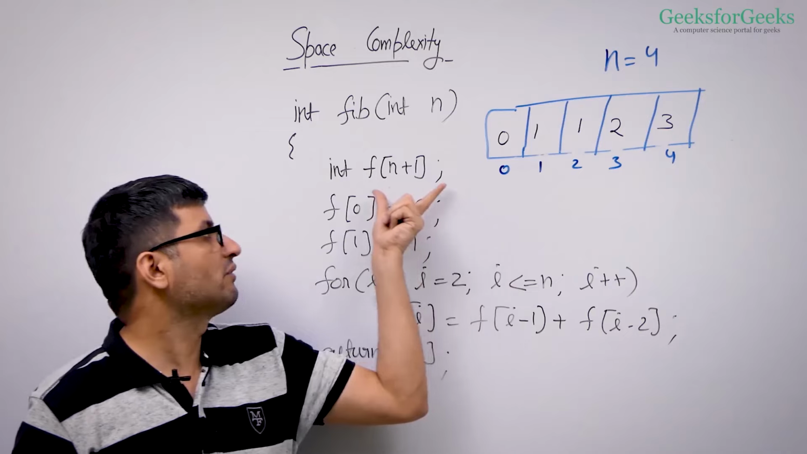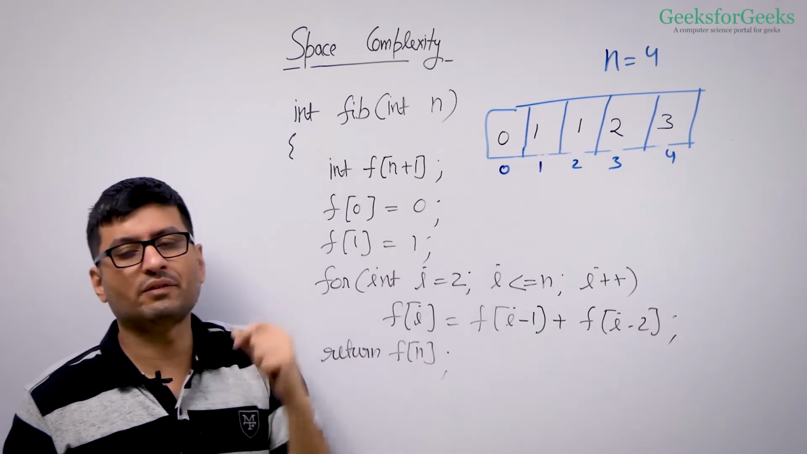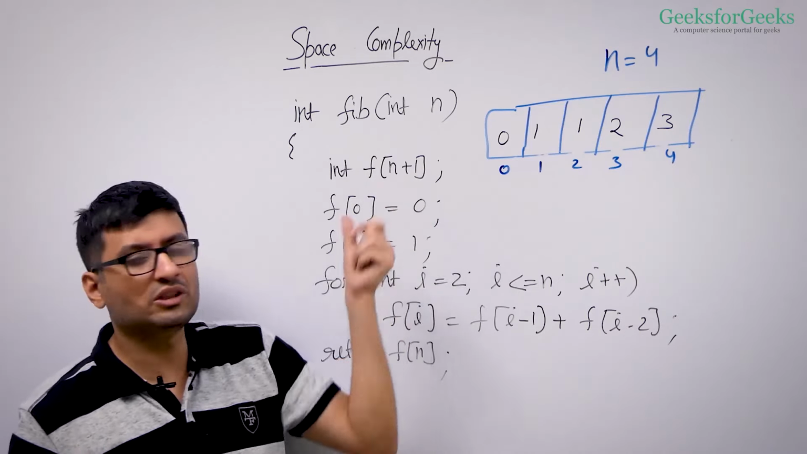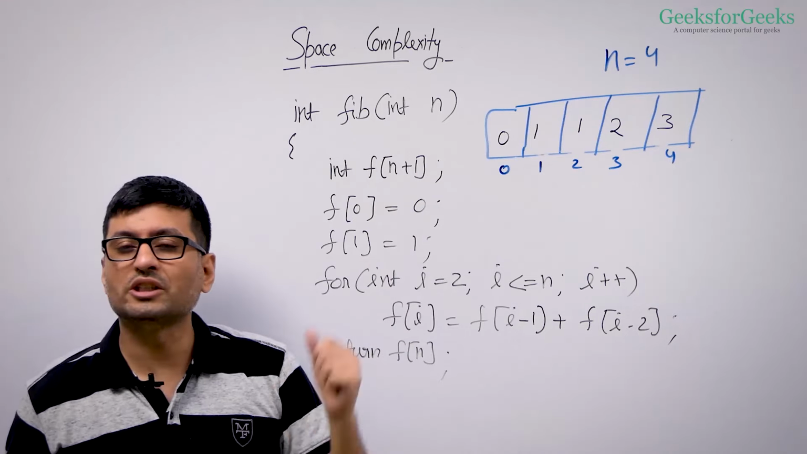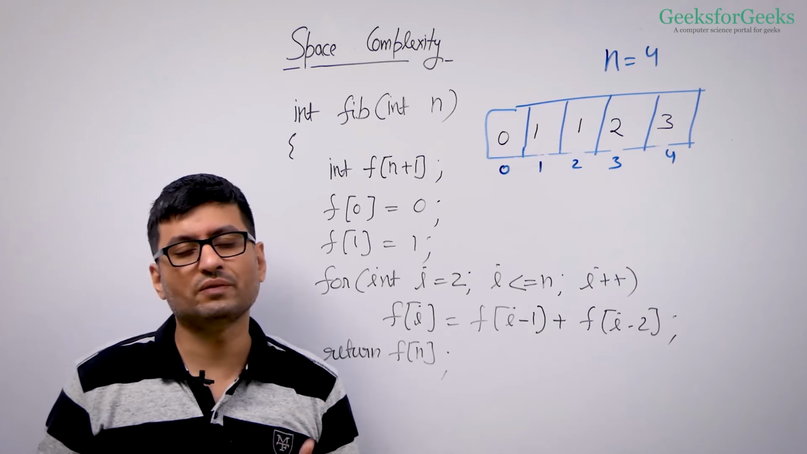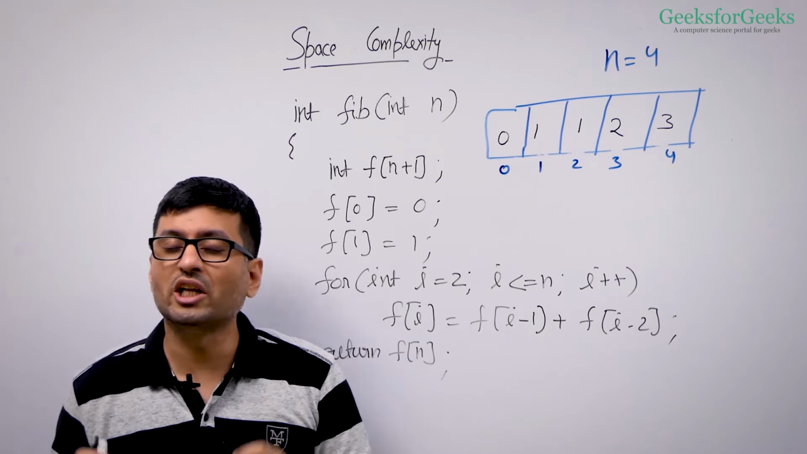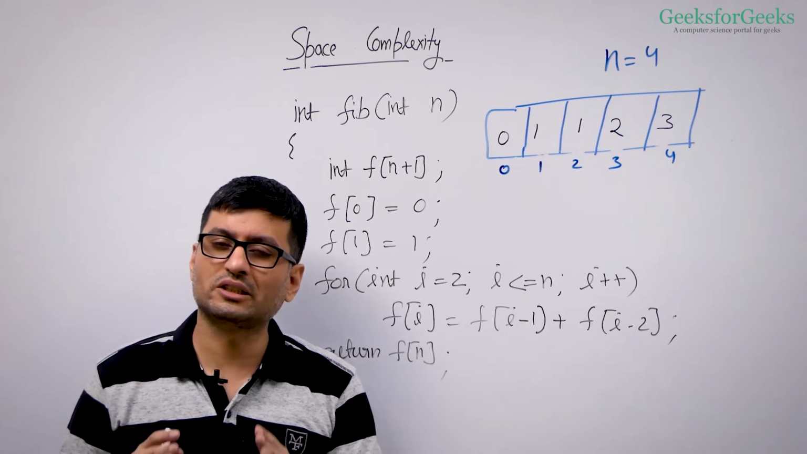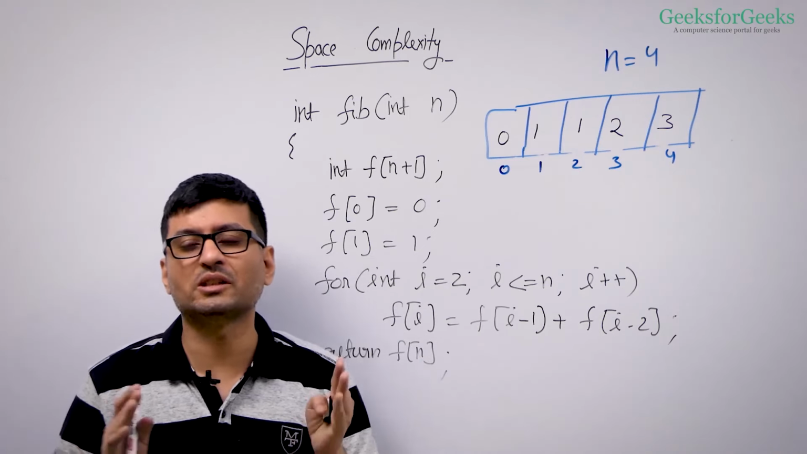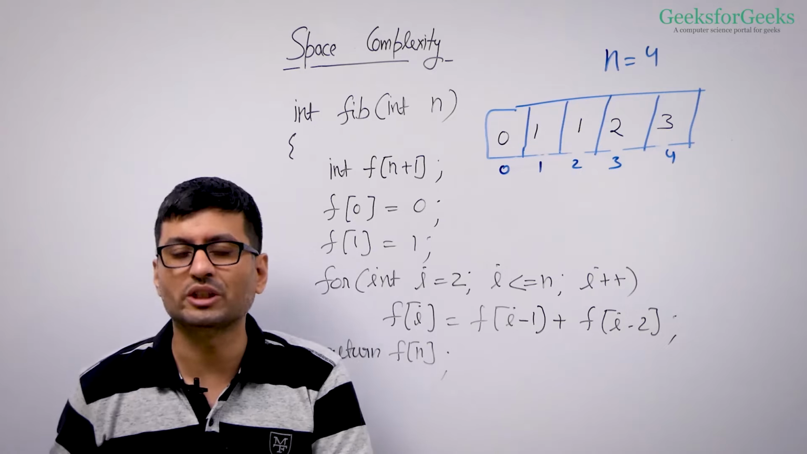So this is the array which is dependent upon n, right? If n is 1000, this array is going to be size 1001. If n is 1 lakh, then it's going to be 1 lakh plus 1. So this array grows in terms of input size. So auxiliary space required for this program or this function is theta n. Same as space complexity. Space complexity is also theta n.